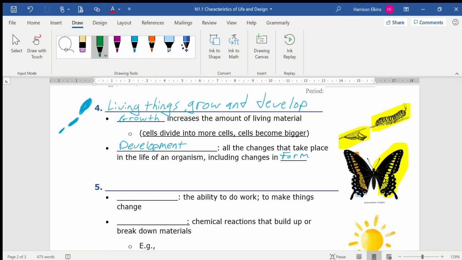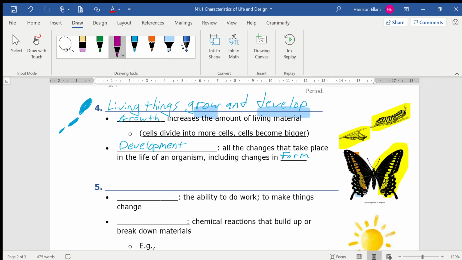Living things develop in different ways. Human beings, even though they don't go into a chrysalis and change, still go through puberty and have different changes in form, so they tend to develop. Development tends to happen more with multicellular organisms. So all living things definitely grow, and most living things develop in some sort of way.